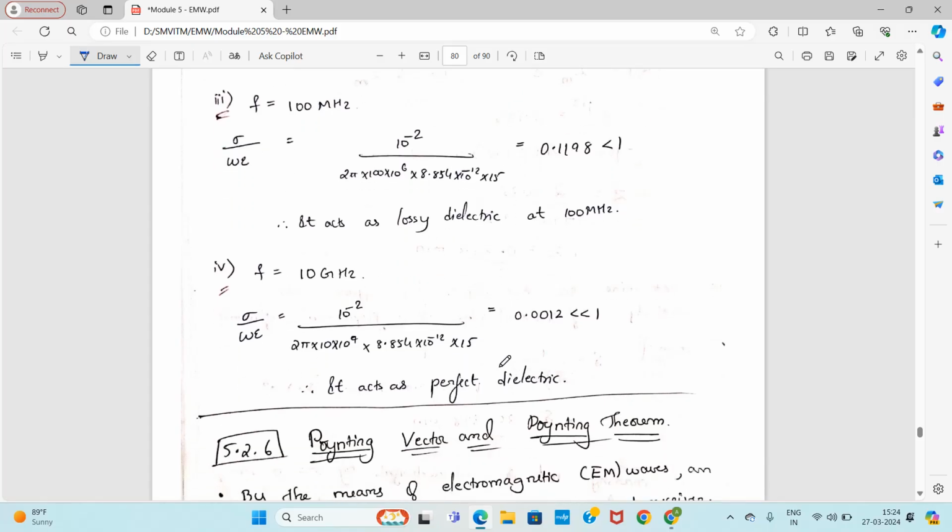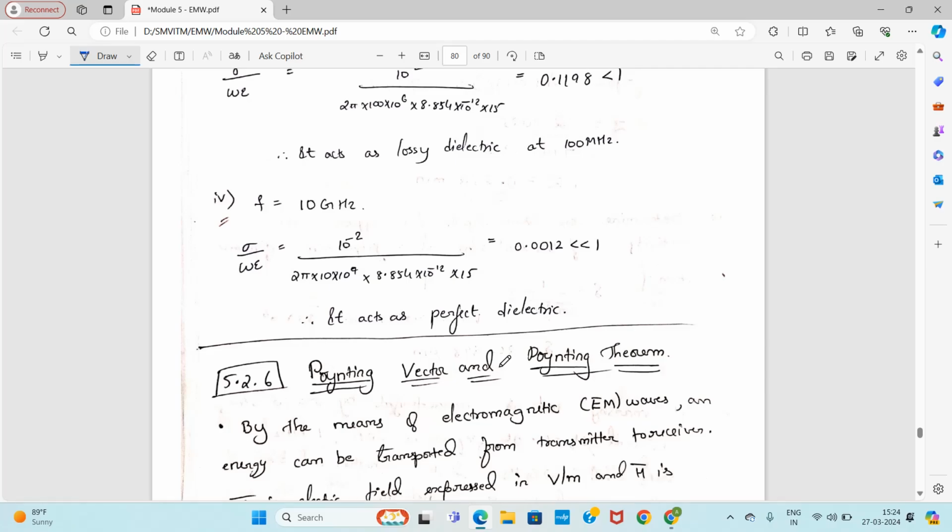So such questions can be asked in the exam, where they'll give you all the data for different frequencies and ask what the behavior of the material is, whether it is a conductor or a dielectric. To decide, you need to use the ratio sigma by omega epsilon. If it is very much greater than 1, conductor. If it is very much less than 1, it is a dielectric. If it is slightly less than 1, it is a lossy dielectric. Okay, so with this, the conductor part is done.